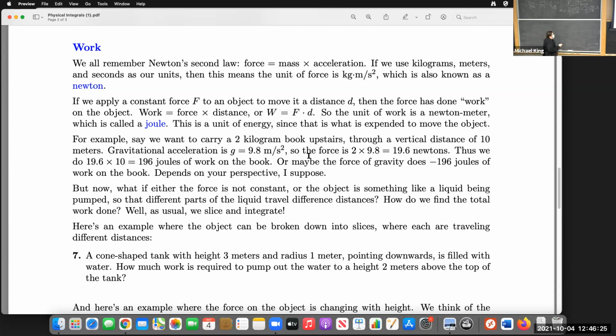So let me just think about this. I think I said in that fourth paragraph, the force is not constant, or the object is something like a liquid being pumped, so the different parts of the liquid travel different distances.